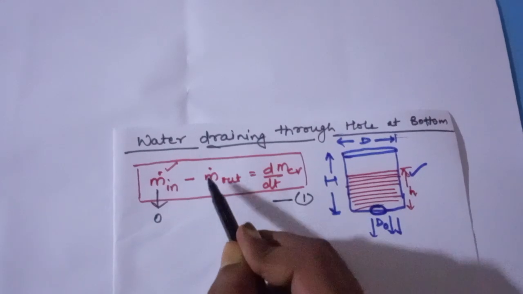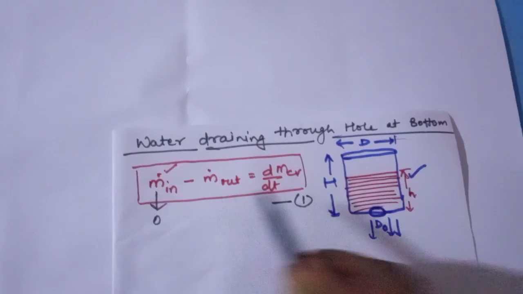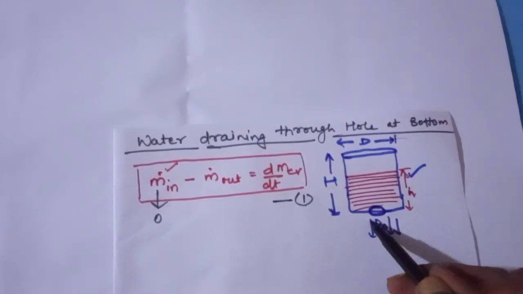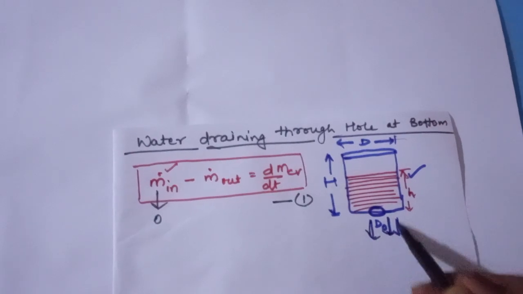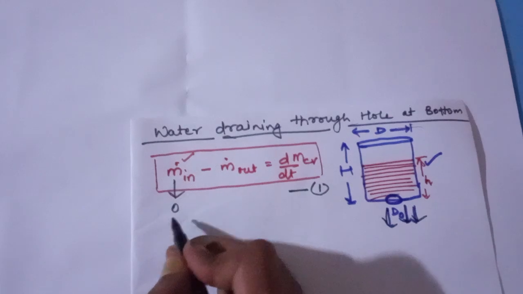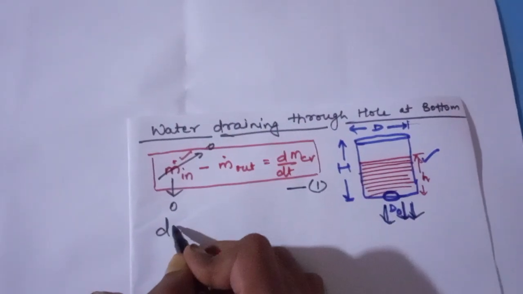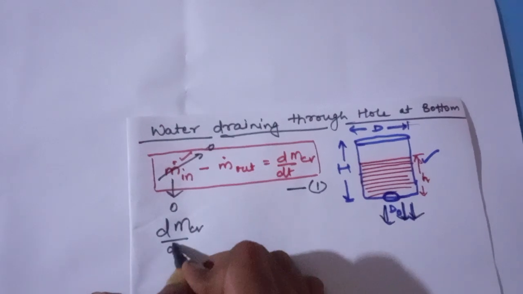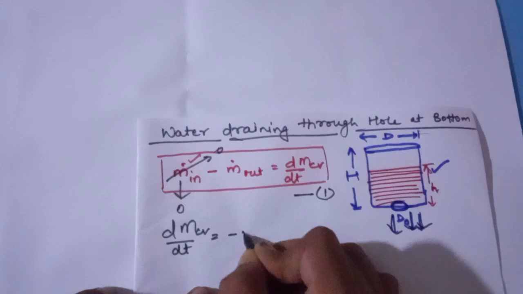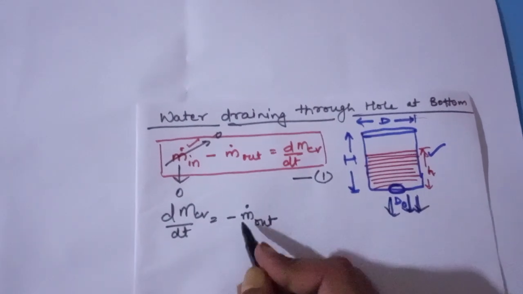Now the second term is rate of mass output. This term cannot be 0 because some mass is going out of the tank from the bottom. So this is not equal to 0. Since the first term becomes 0, we can write that within the control volume, the rate of change of mass is equal to minus the rate of mass outlet, m dot out.